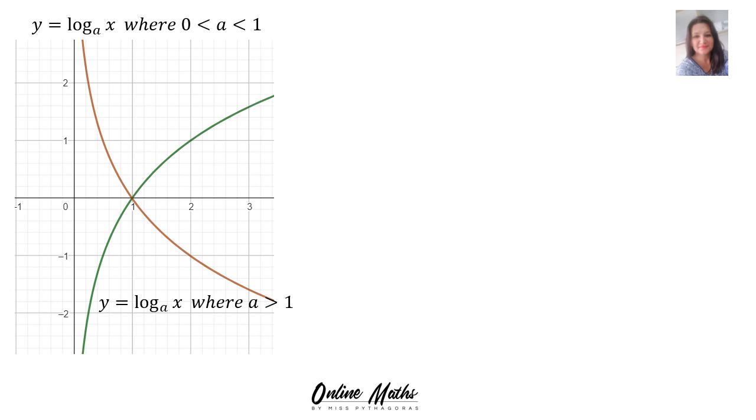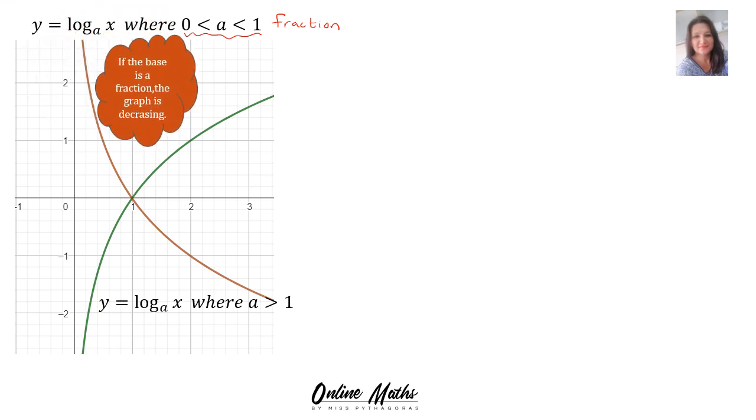Let's look at the two graphs now. So the brown graph is the one y is log ax, where 0 is smaller than a is smaller than 1. And that means that a is a fraction. Then, on the brown graph, if the base is a fraction, the graph is decreasing. And I think it's very clear, you can see that.